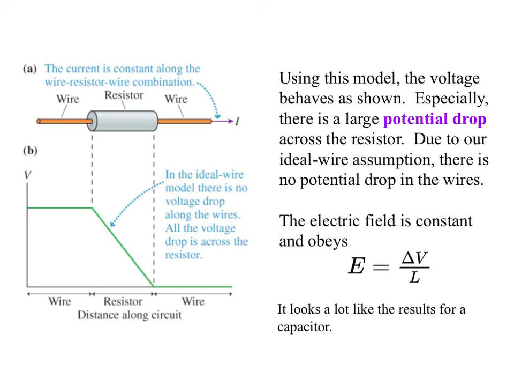The electric field looks a lot like the capacitor fields we talked about, and the electric field is similar. It's the voltage drop across the resistor divided by the length of the resistor. And of course, it points from high potential to low potential, in the direction the current is flowing. This looks a lot like the results from a capacitor, and we will often steal some of those results.